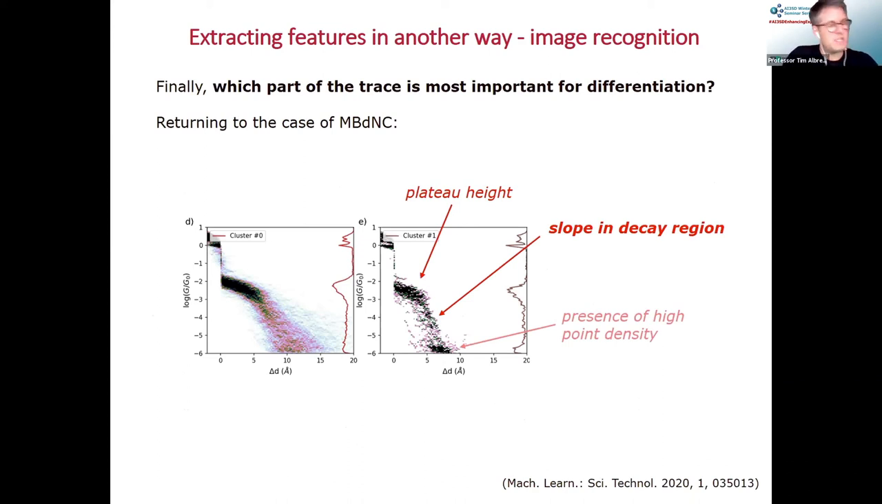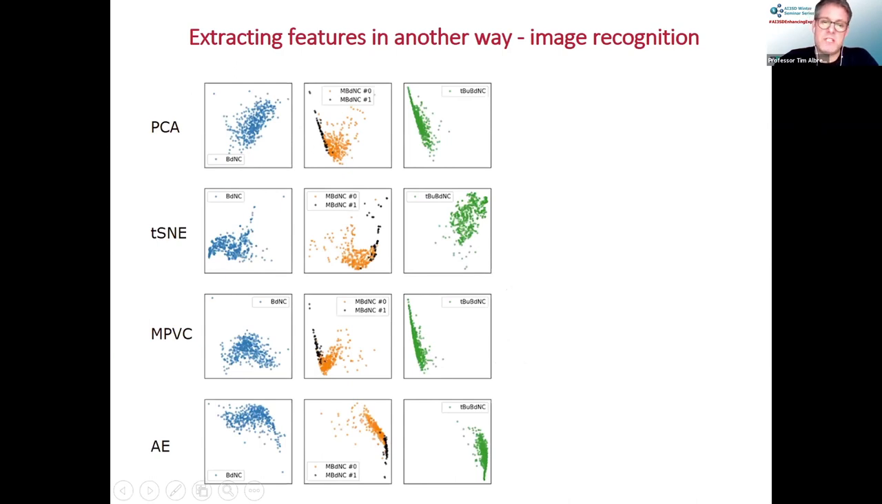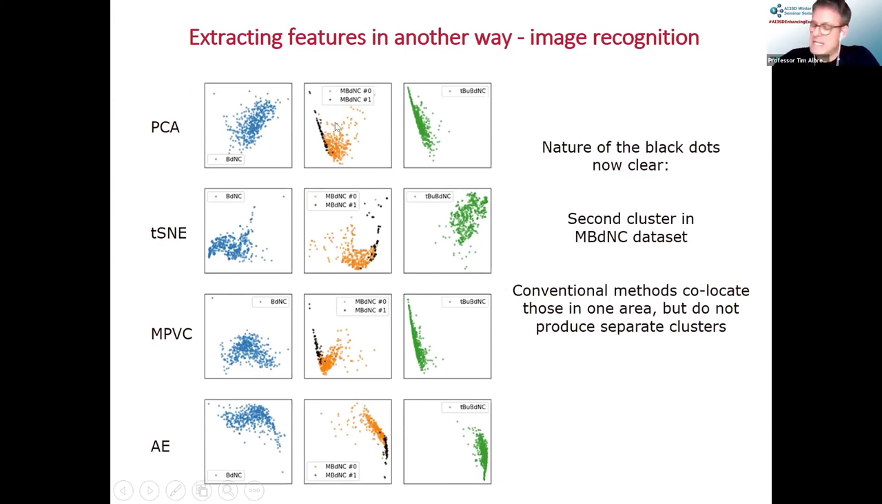Now, having listened to Keith's talk, I'm also interested in comparing this with some of the methods he mentioned. Coming back to this image that you've seen before, the nature of those black dots, which I originally asked you to ignore, is now clear. It's that second cluster that we identified using the image recognition network-based approach. You can see that all other dimensionality reduction techniques, PCA, t-SNE, and so on, co-located these traces in the same or a similar region in the plot, but they wouldn't produce a separate cluster. So in some sense, you might say that the image recognition-based network is actually more sensitive to these sorts of differences.